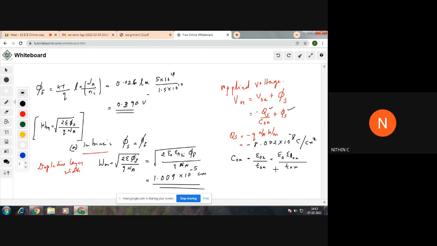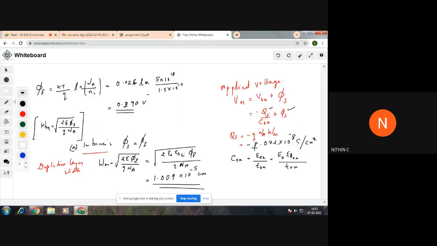If epsilon R oxide is not given in the question, for silicon we take it as 11.8. But in the case of the oxide layer, what will be the value if it is not given? In the question it is not given, so you can take the value of epsilon R OX as 3.9.